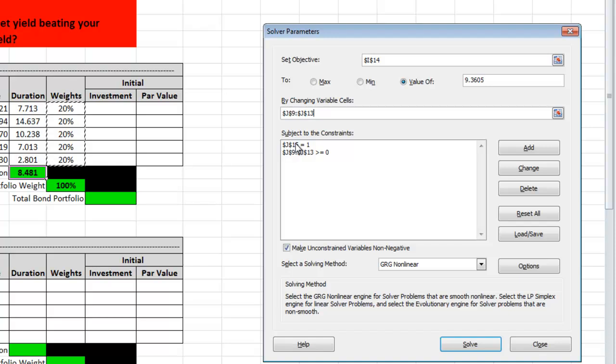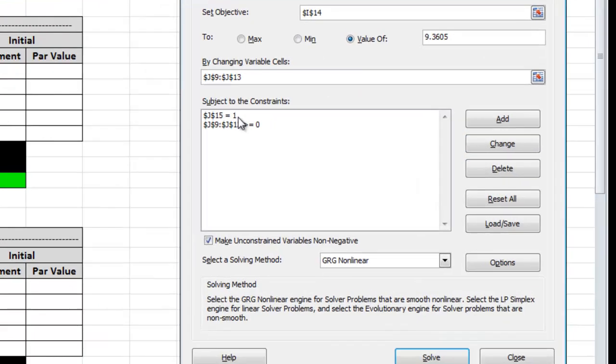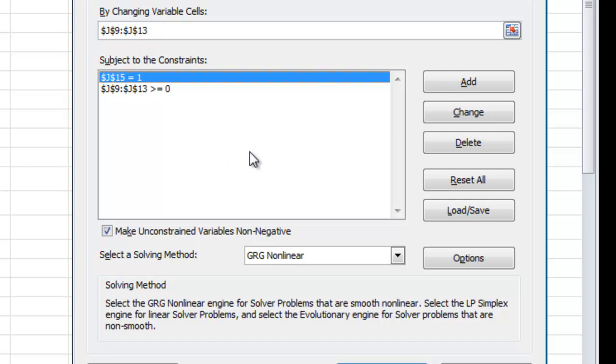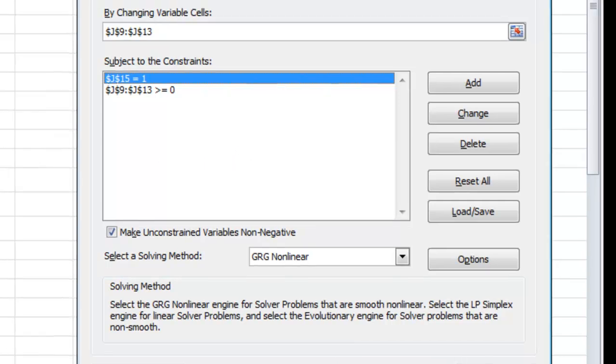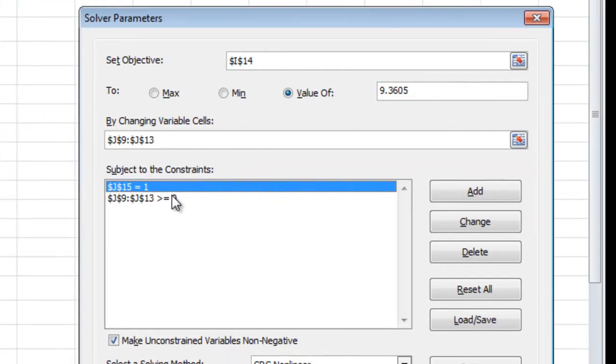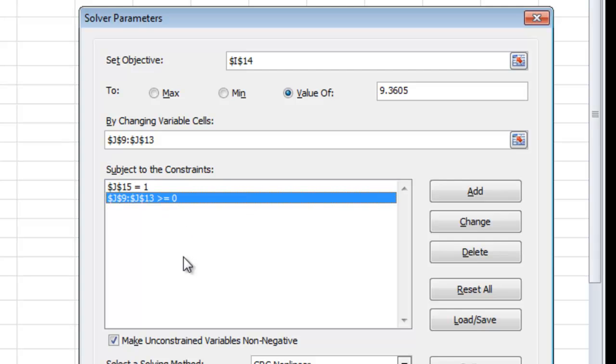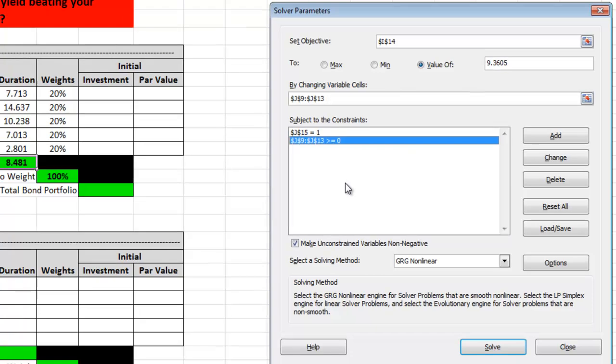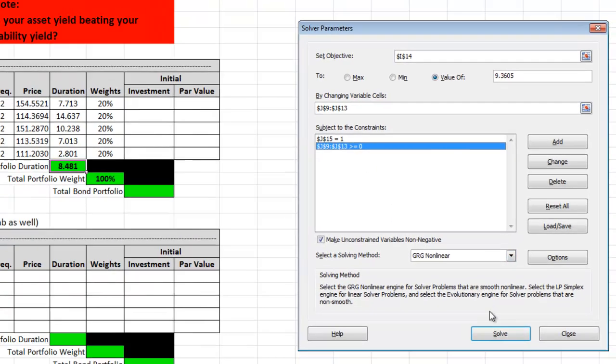And what constraints do we want to put on it? Well, you can see I've already entered the constraints here, but let's go and look at them. The first constraint that we've entered is that J15, which is our total portfolio weight, has to equal 1. So we have to have full allocation within our bond portfolio. The second constraint is that we can't have negative weights. It's very, very hard to short bonds, and so we want to keep all of our weights in the portfolio greater than 0. So if we do that, we should be able to hit the Solve button.